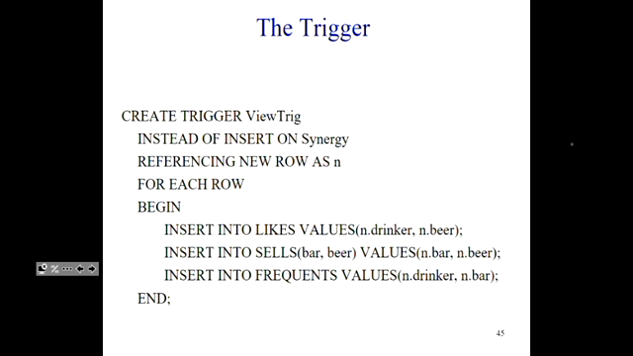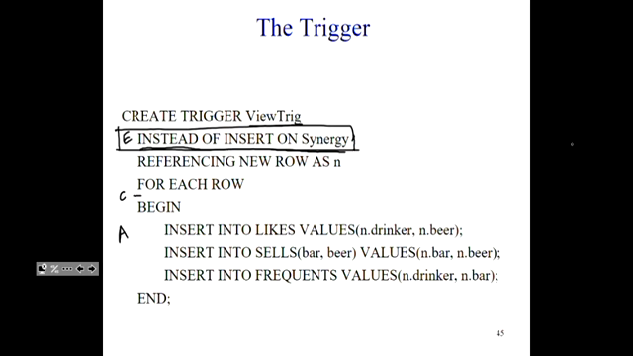So here's the trigger. The trigger is named view trig, and once again I'm going to annotate this as EC. I guess there's no C here, so it's just EC. C is empty, A. Okay. So the trigger says instead of insert on synergy, intercept the insert into synergy, and instead do something else. So this is the event.